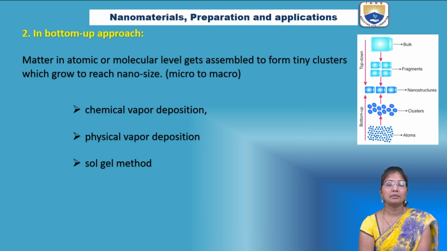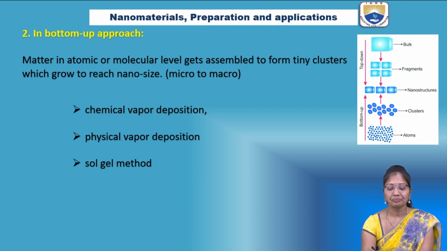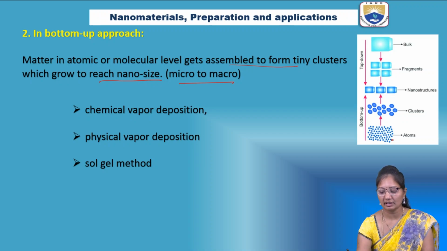compounds. In the bottom-up approach, matter at the atomic or molecular level, so the ionic or molecular forms present in the atomic state, get assembled, which means they get combined to give clusters. These clusters grow to reach nano size, which means it is from small to big. We can see the atoms combine together and give the clusters, and these clusters grow into nanostructures.